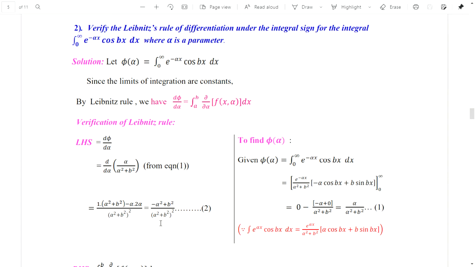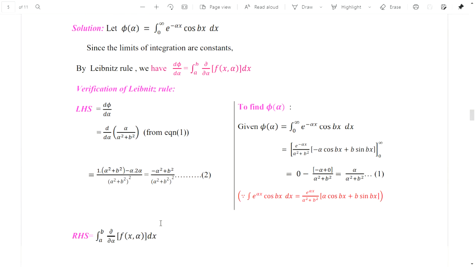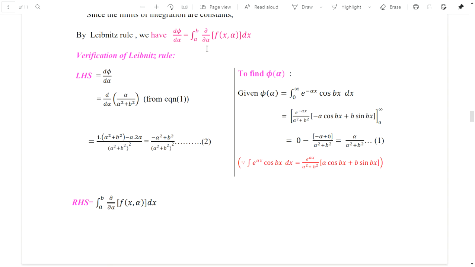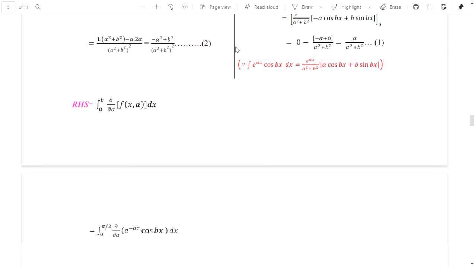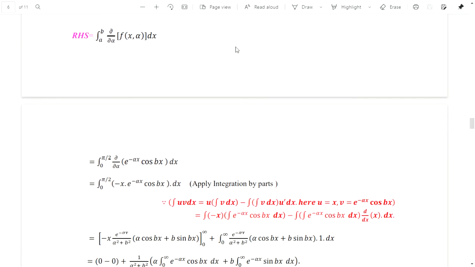Now let us see what the RHS is. RHS of the Leibniz rule is the integral from a to b of dou by dou alpha of f of x comma alpha dx. So let us do the simplification for this. Here RHS is equal to the integral from a to b. Our limits are from 0 to pi by 2, dou by dou alpha of f of x comma alpha. Our function is e to the power minus alpha x into cos bx dx.